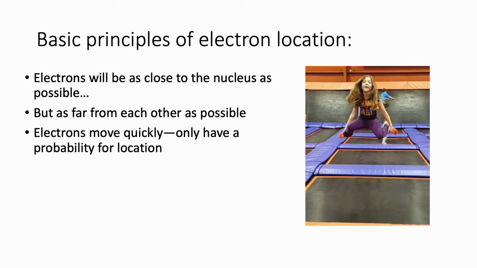And the final thing you need to know is that electrons move pretty quickly, so we only know approximately where they are. We can determine probability functions that tell us what areas they're going to be in. I like to liken this to a high energy kid who has just consumed a lot of sugar and has been turned loose in a large room with trampolines.